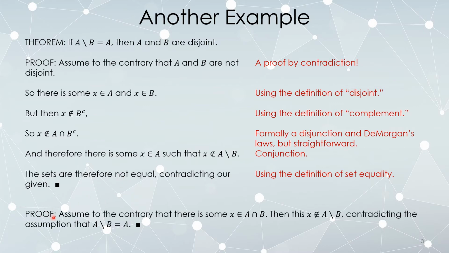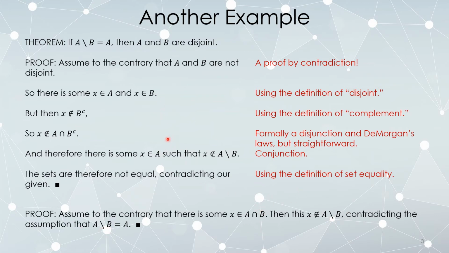And here's how it would generally be written in its super abbreviated form. Assume to the contrary that there is something in A intersect B. This is quickly telling your reader, oh, they're not disjoint. There is something in their intersection. Then this X isn't in A minus B, contradicting the given. How would you get straight from here to here?